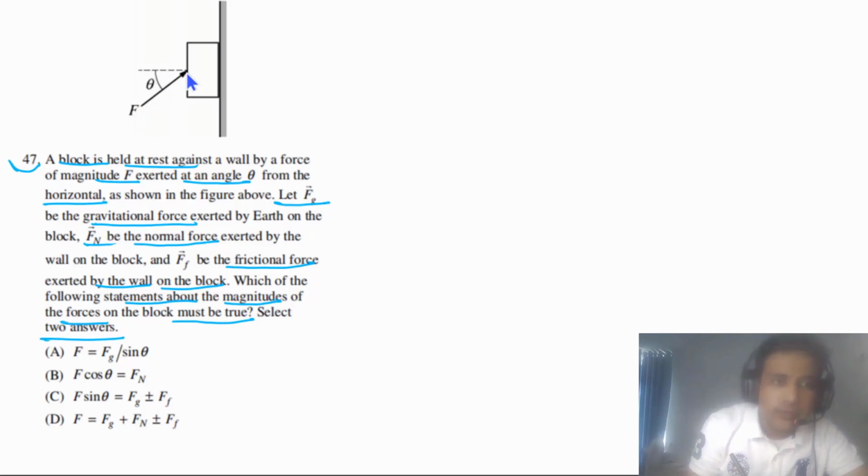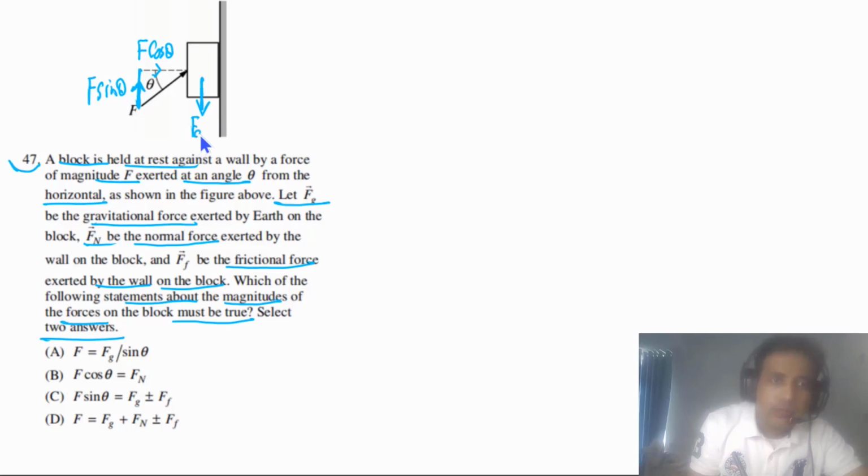One force is given to us, capital F. This force is acting on the block, and we can resolve this force into its two components. One component is acting vertically upwards and one is acting to the right. The upward component has to be F sine of theta, because this is opposite to the angle, and this component has to be F cosine of theta.